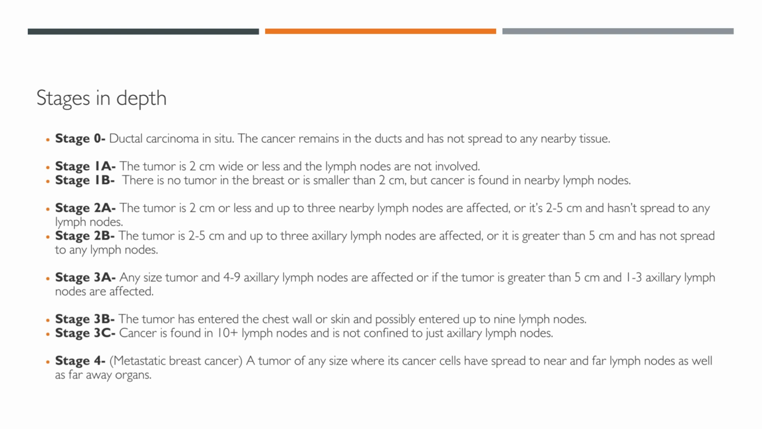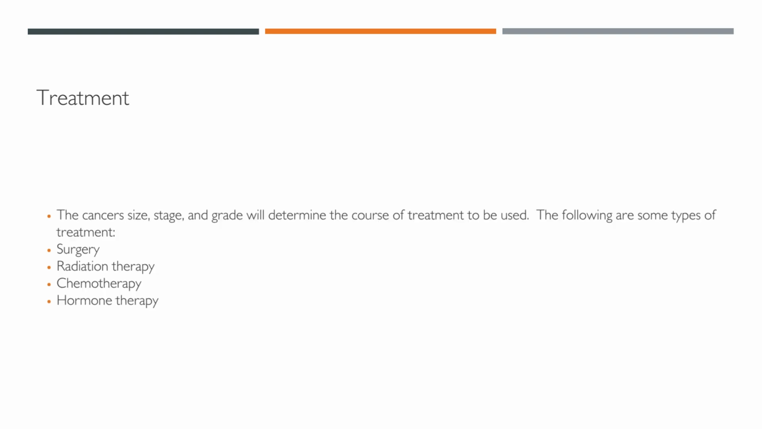Stage 4, also known as metastatic breast cancer. A tumor of any size where its cancer cells have spread to near and far lymph nodes as well as faraway organs. Treatment. The cancer's size, stage, and grade will determine the course of treatment to be used. The following are some types of treatment. Surgery, which is the most common treatment to remove breast cancer, along with radiation therapy, chemotherapy, and hormone therapy.